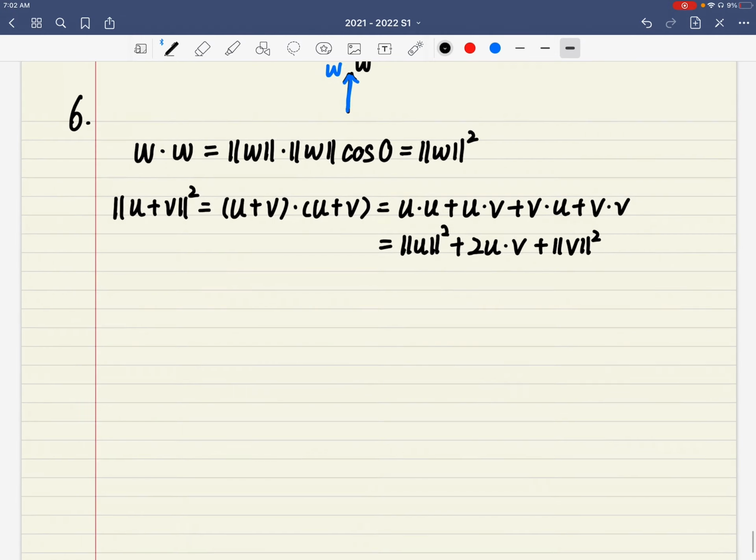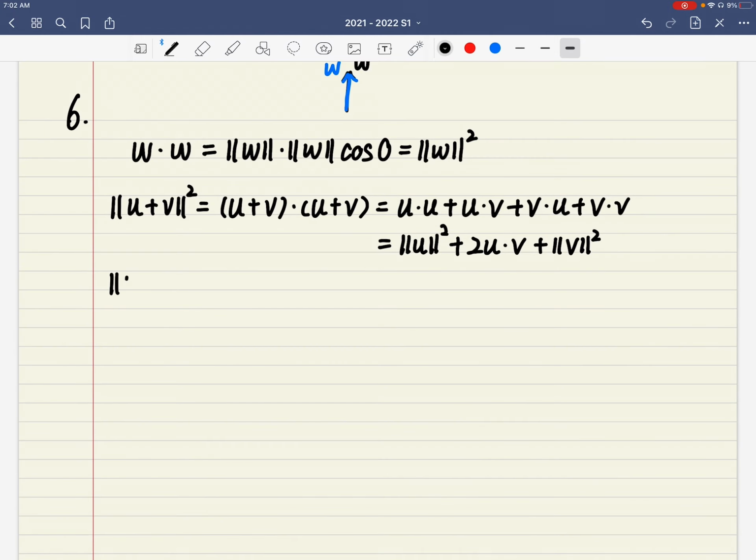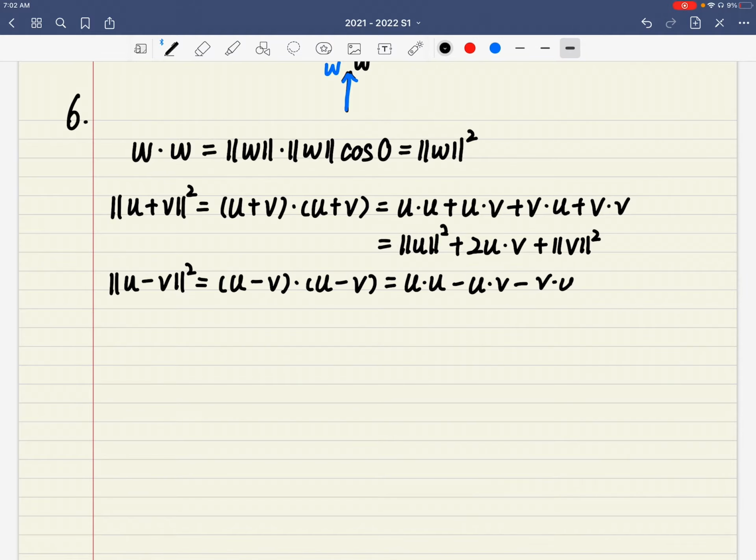So for U minus V, the length of U minus V squared, it's the same. It's U minus V dot U minus V. So it's U dot U minus U dot V minus V dot U plus V dot V. So it's the length of U squared minus 2 U dot V plus the length of V squared.